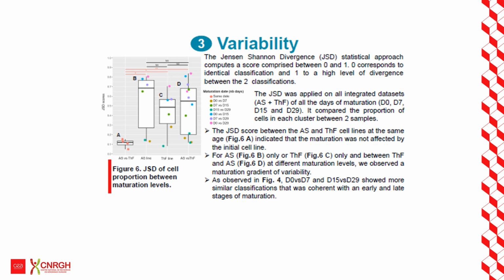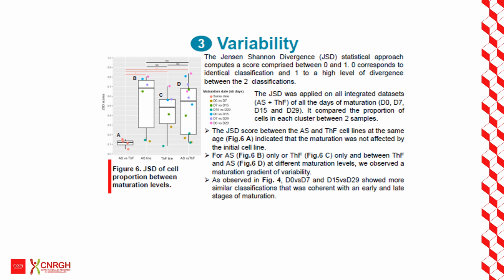Finally, we wanted to test if we can define the maturation by estimating the variability of cell populations and their distribution in clusters. We used the Jensen-Shannon divergence score that compared the proportion of cells in each cluster between 2 samples. We applied these statistics on all integrated datasets from the 2 commercial cell lines. We first observed little divergence between the 2 cell lines for the same day of maturation, meaning that the culture protocol gives similar organoids at the same age, not depending on the origin of the human-induced pluripotent stem cell line.